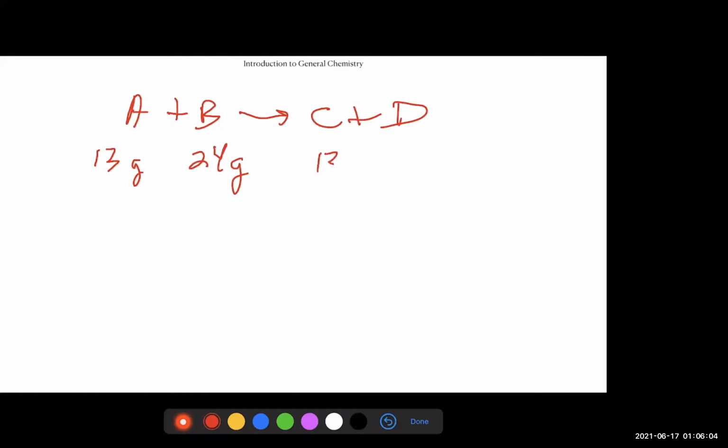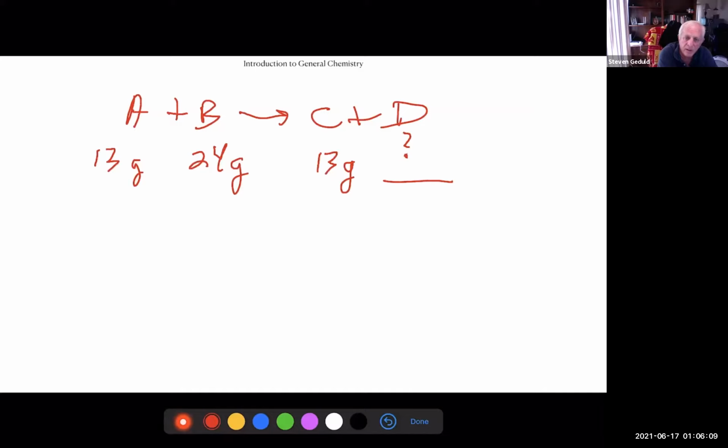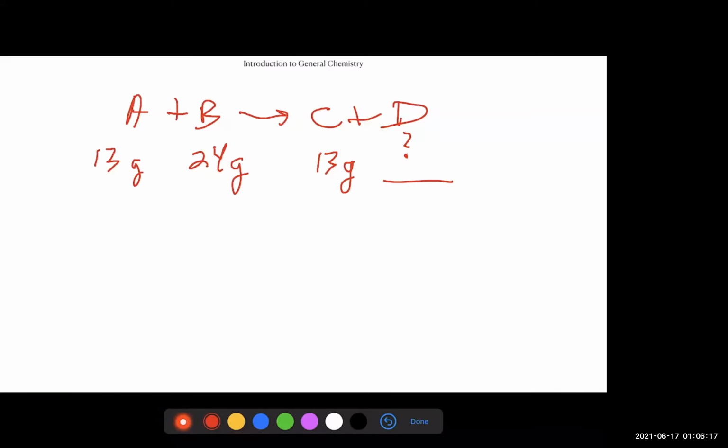It says, use the law of conservation of mass to answer the questions. Consider a hypothetical reaction in which A and B are reactants and C and D are products. If 13 grams of A completely reacts with 24 grams of B to produce 13 grams of C, how many grams of D will be produced? Are those your numbers? Yeah, the numbers are 13 grams, 24 grams, and 13 grams.